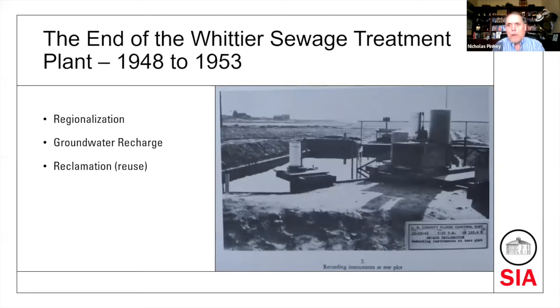So by using the newspaper reports, the engineering studies, and the report on the 1949 reclamation studies, I was able to determine why the city of Whittier decided to join the county sanitation districts and abandon the local sewage treatment plant. Essentially, the city reached the critical point for decision-making around 1948, where the city had just made plant improvements in 1945 and 46, and by 1948, the plant was once again near capacity.